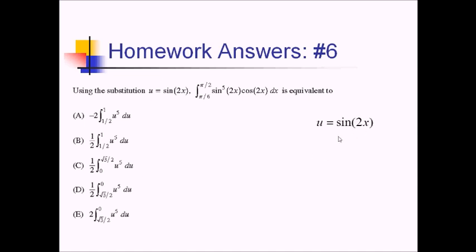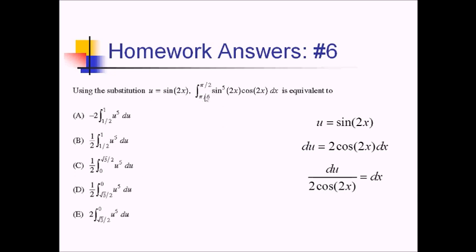And then we need the derivative, so that'll be du equals 2 cosine of 2x if we use our chain rule in there. Okay, let's divide by 2 cosine of 2x to get dx by itself. And before we plug this back in, let's also swap out these x values here for u values.